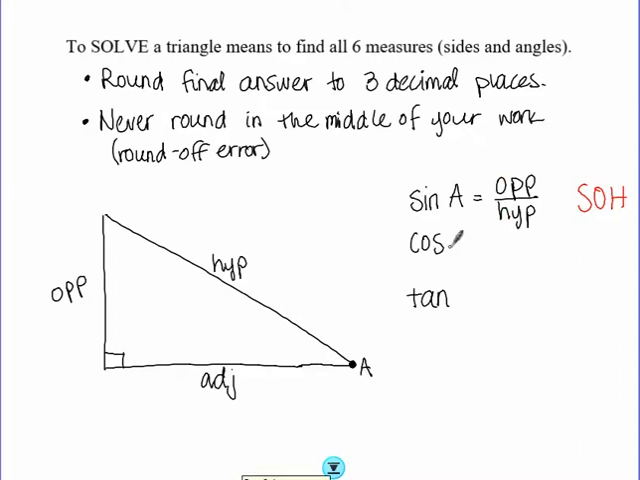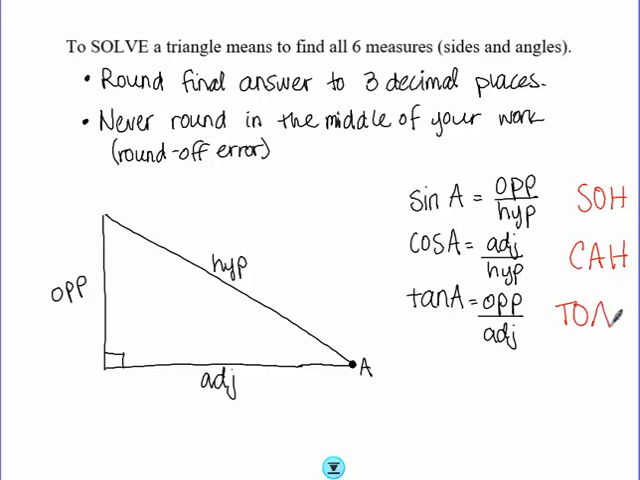If I want to find cosine of angle A, that is going to be the adjacent side over the hypotenuse. We can remember this by CAH: cosine, adjacent, hypotenuse. If we want to find the tangent of angle A, that will be opposite over adjacent. We can remember this with TOA. Tangent is opposite over adjacent.